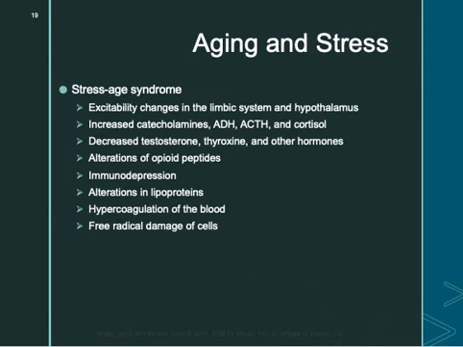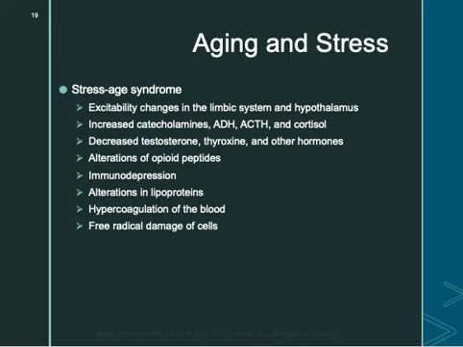Real quick, aging and stress: they almost call it a stress age syndrome. As the patient ages, there's a multitude of factors that can be affected by stress. These are just different changes. I don't expect you to memorize each thing on here, it's just to give you an overview. They can have changes in their limbic system or their hypothalamus. They can have an increase in catecholamines, antidiuretic hormones, ACTH, and cortisol. That's why they're more susceptible potentially to developing hypertension or a lot of those other disease states.